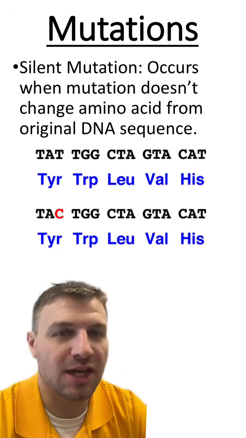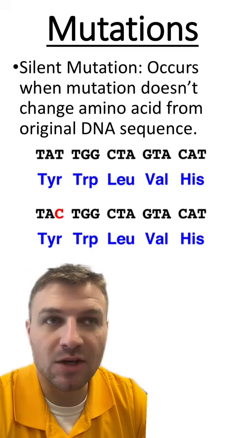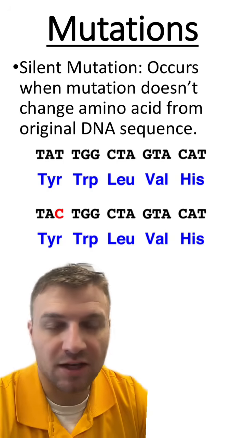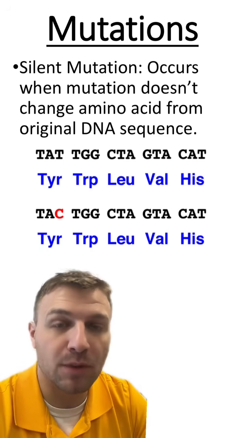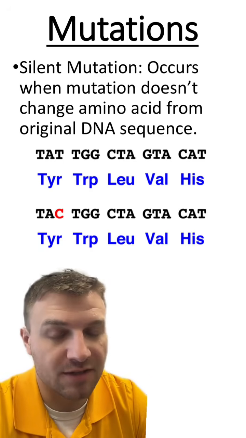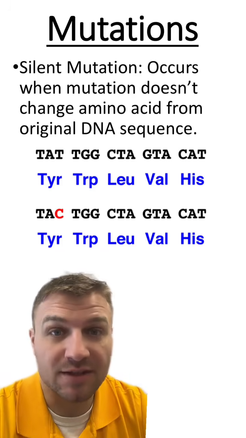This occurs when the mutation doesn't actually change the amino acid that it codes for. So since the amino acid sequence doesn't change, the protein's not going to be affected. You can see in our mutation here, TAT and TAC both produce the amino acid tyrosine. So in this case, the protein won't be affected because the amino acid sequence is the same.